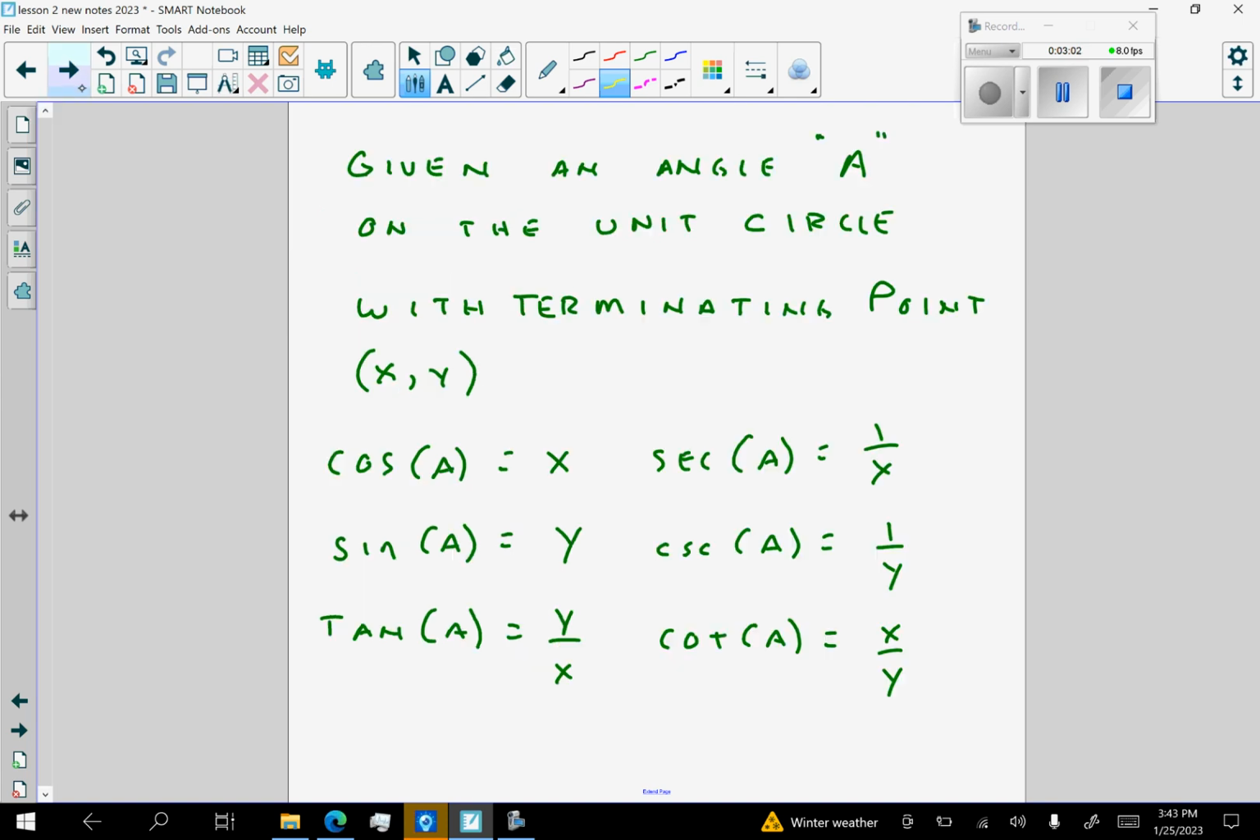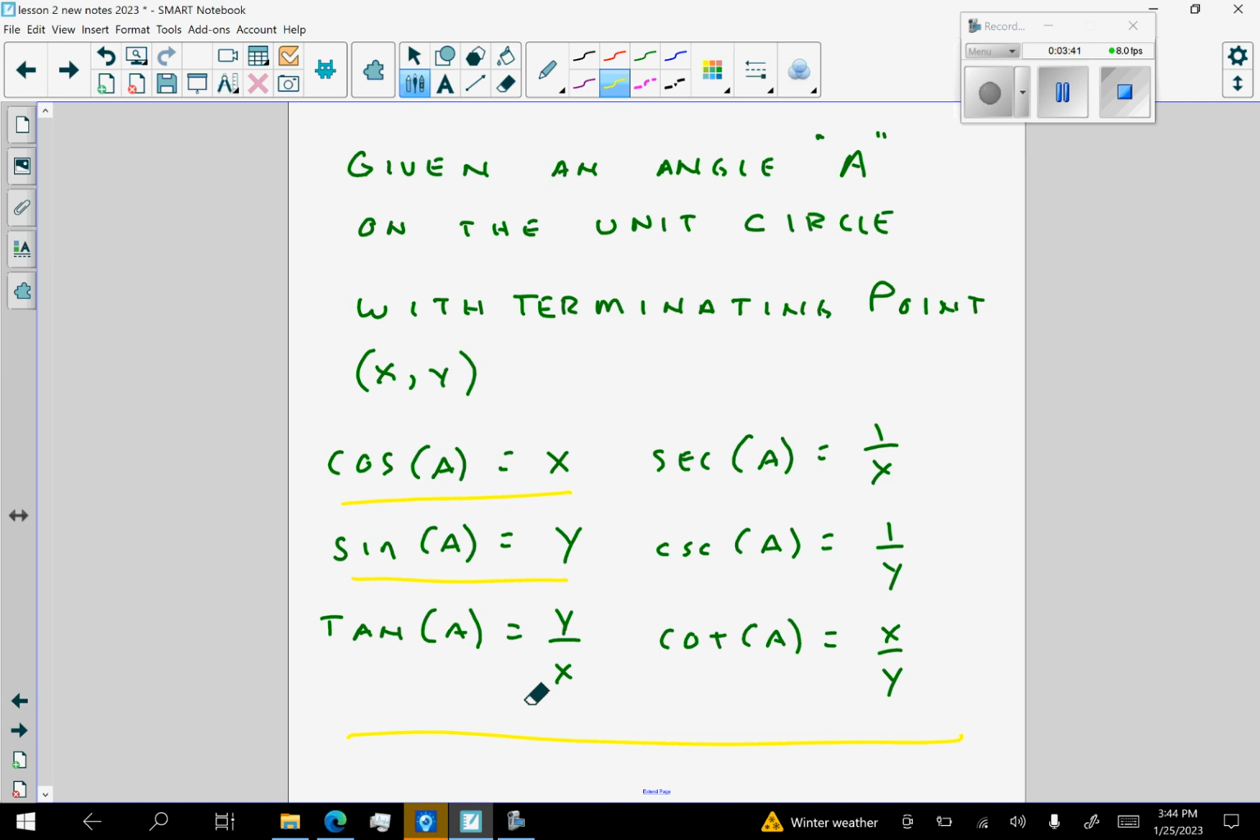If I go to the next page of my Smart Notebook, this is what you're going to need to be able to know tomorrow. These 6 new definitions of our trigonometric ratios. So given an angle A on the unit circle with terminating point x comma y, the cosine of an angle A is going to be the x coordinate. The sine of an angle A is going to be the y coordinate. The tangent of angle A will be the y coordinate divided by the x coordinate.